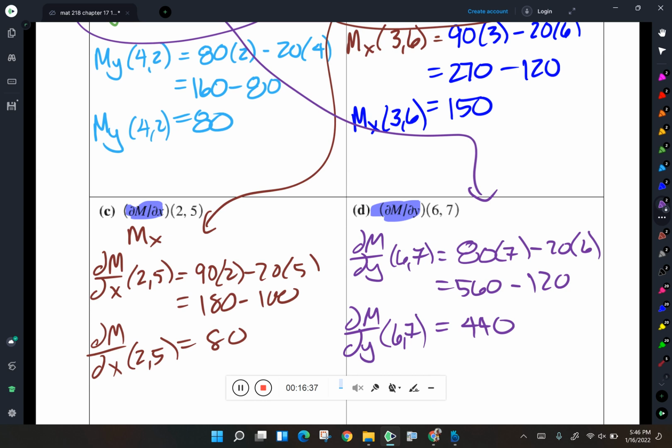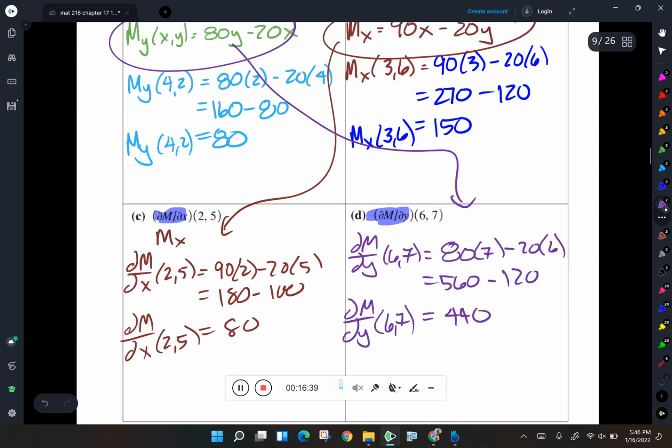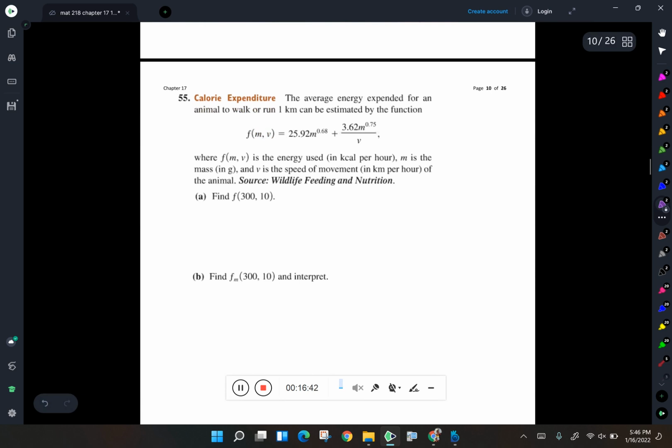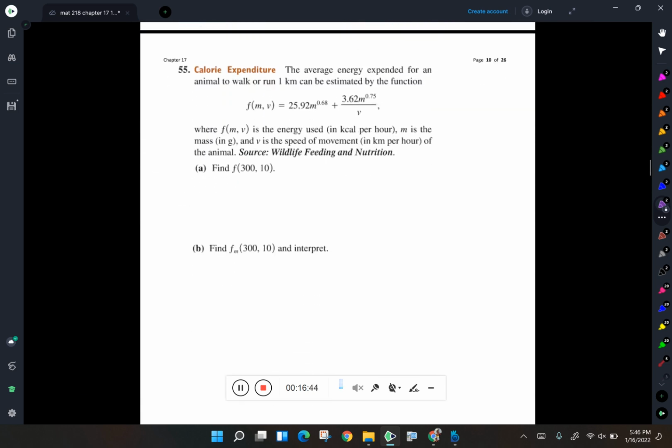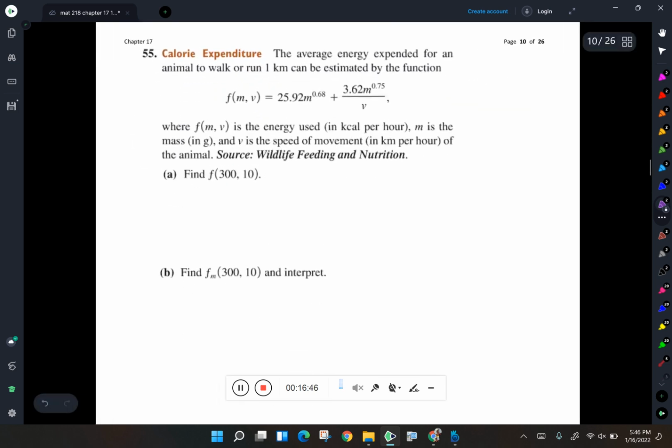Whatever 440 means. All right, that's about 16.5 minutes, so let's call it good there. We'll come back and take a look at a couple more examples. Calorie expenditure for some animals. I'll see you all back here for part 3.